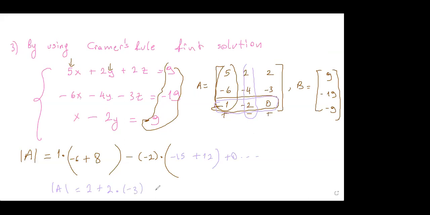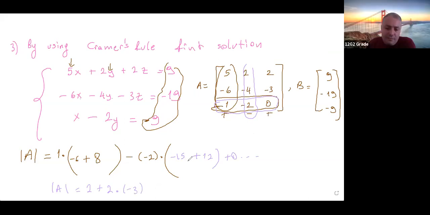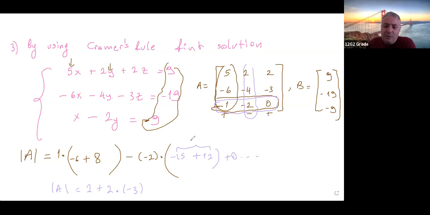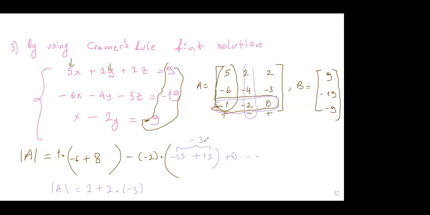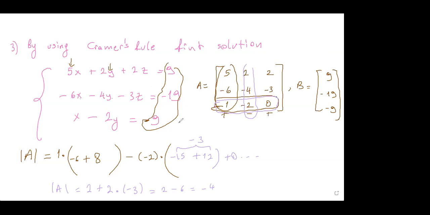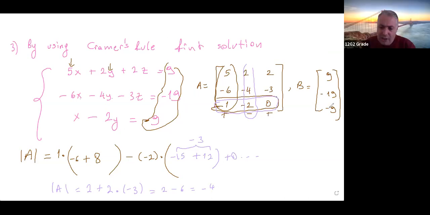Where is -15? It's negative. One more time: there, -15. This is -15 plus 12, -3. Okay, sorry. Negative and negative is positive. So what will be? 2, -6, which is -4. Again, I hope I didn't make a calculation mistake, but the solution method is this. And just to be sure, let me copy this -4 here.